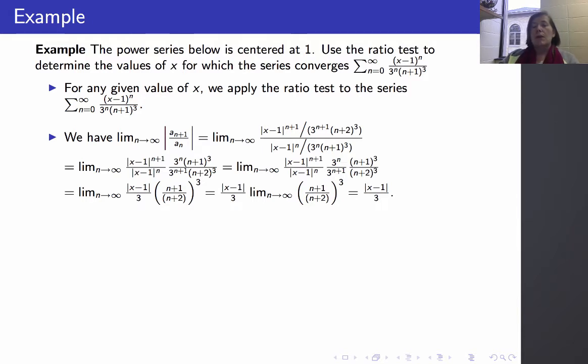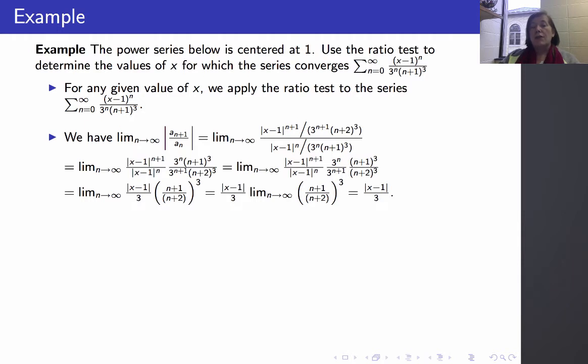So this is the limit as n goes to infinity of the absolute value of (x minus 1) to the n plus 1 over the absolute value of (x minus 1) to the n, times 3 to the n over 3 to the n plus 1, times (n plus 1) cubed over (n plus 2) cubed.